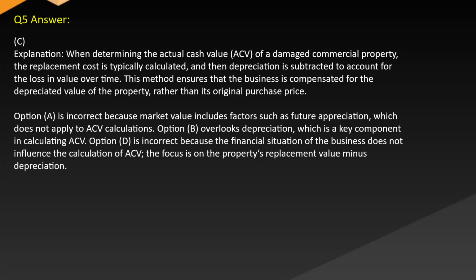Option B overlooks depreciation, which is a key component in calculating ACV. Option D is incorrect because the financial situation of the business does not influence the calculation of ACV. The focus is on the property's replacement value minus depreciation.